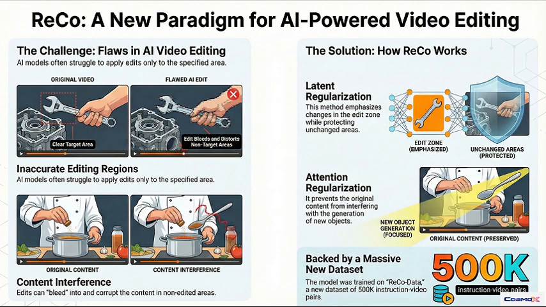And if we look at the bigger picture here, this isn't just a concept. The researchers backed it up with a huge resource. They released something called the ReCo-Data dataset. We're talking 500,000 instruction video pairs. It's massive, and it's there to help train future models across the board. And the results really proved it out, right? I saw it was tested across 4 major video editing tasks. It was, and it showed that this level of frame-by-frame control is not just possible, but it's reliable.